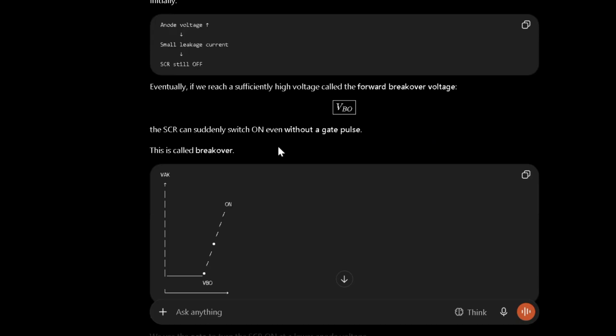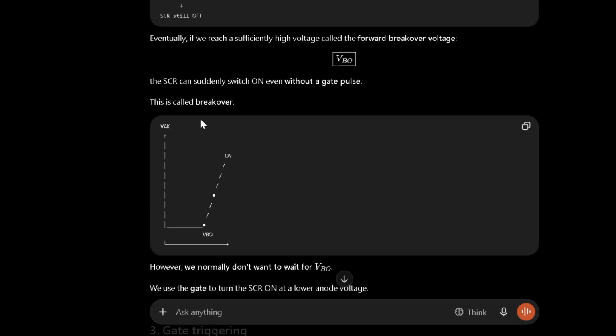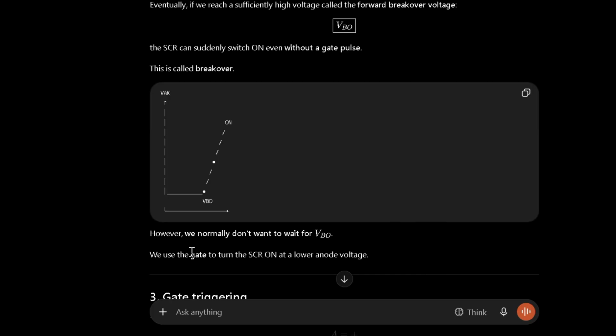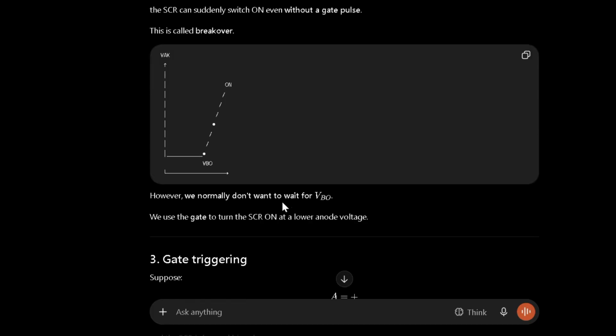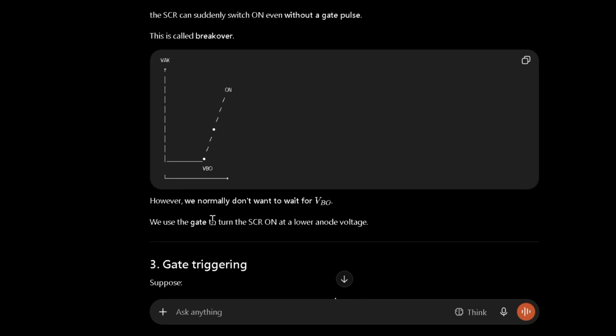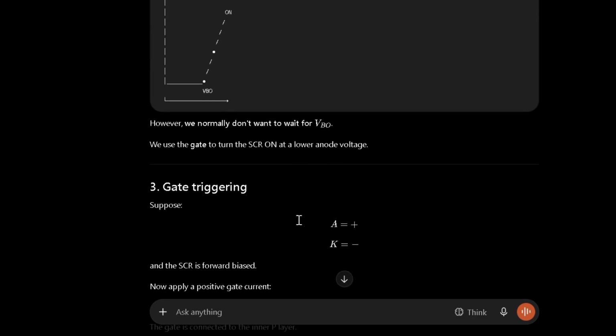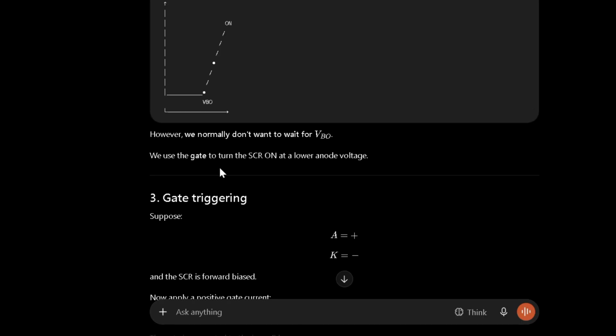However, we normally don't want to wait for VBO. VBO means breakover voltage. We use the gate to turn the SCR on at a lower anode voltage. That's the normal usage and how the process goes. Thus we don't apply a heavy voltage at the anode to get VBO to occur.